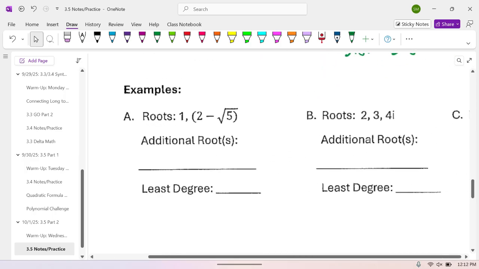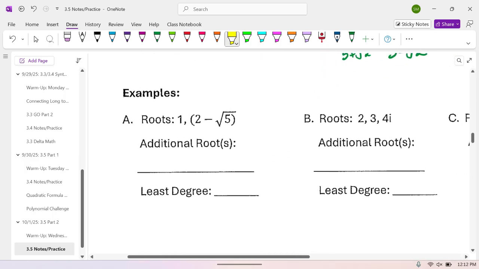All right. So let's look at letter A. So the 2 roots they gave me were 1 and 2 minus the square root of 5. So first thing you gotta ask yourself, do I have a radical or an i in any of my roots? Yes or no? Yes. Which one? 2 minus the square root of 5. Do I have both the negative and positive version of that? No. So in other words, if I look in front of the square root specifically, is there a negative and a positive version? No. So what root am I missing? So how would I write it?